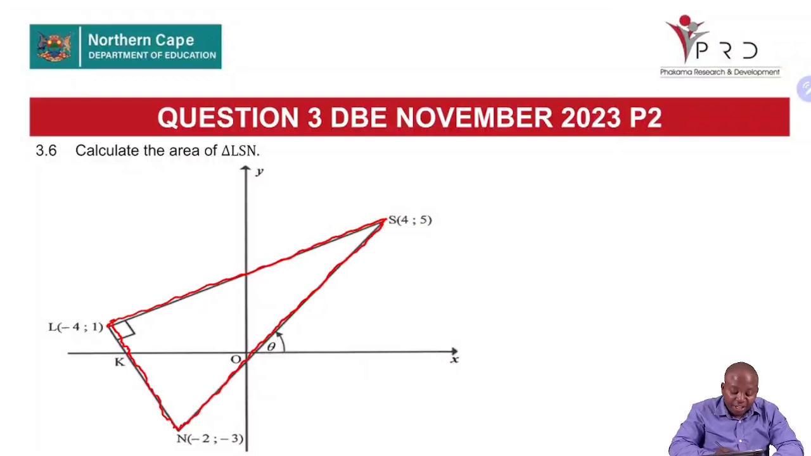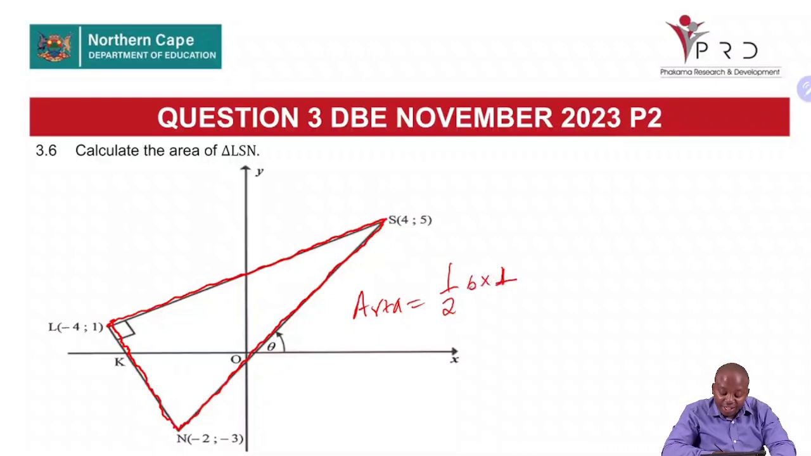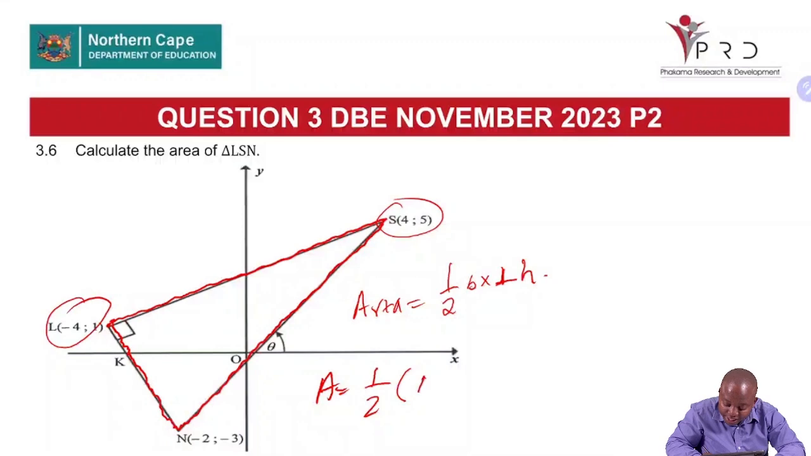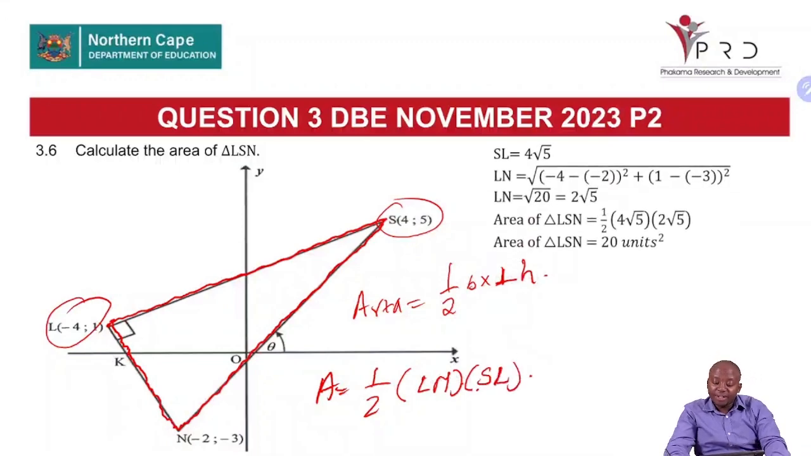Right, how do you find the area? Remember, to find area, it is equal to half base times perpendicular height. Do we have a perpendicular height in this case? Yes, we do. What is the perpendicular height? It is SL. Then we have a base. A base is what? LN. So in this case, our area will be 1/2 of the base, which is the length of LN, multiplied by the perpendicular height, which is my SL. Right. So that's how we're going to find that in that case.